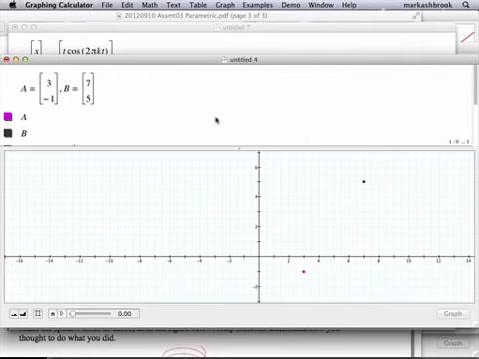So I've defined two points, A and B. A is (3, -1). B is (7, 5). And by typing A and B, it plots those points. If you just put in Control 2, it'll plot it also.